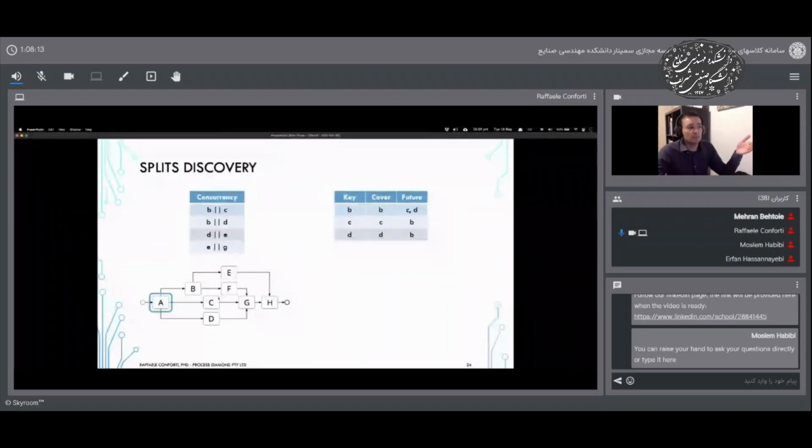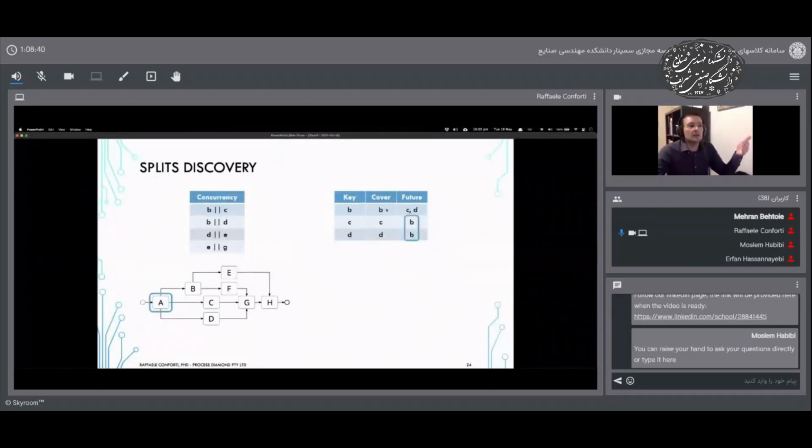If I look at C, based on the log, I'm only able to see B. And if I look at D, again, relying on the log and on these concurrency relations, I can only observe D. So basically, this is a table that we build throughout the combination of this graph, the concurrency, and the log that we have. And now we analyze this table.